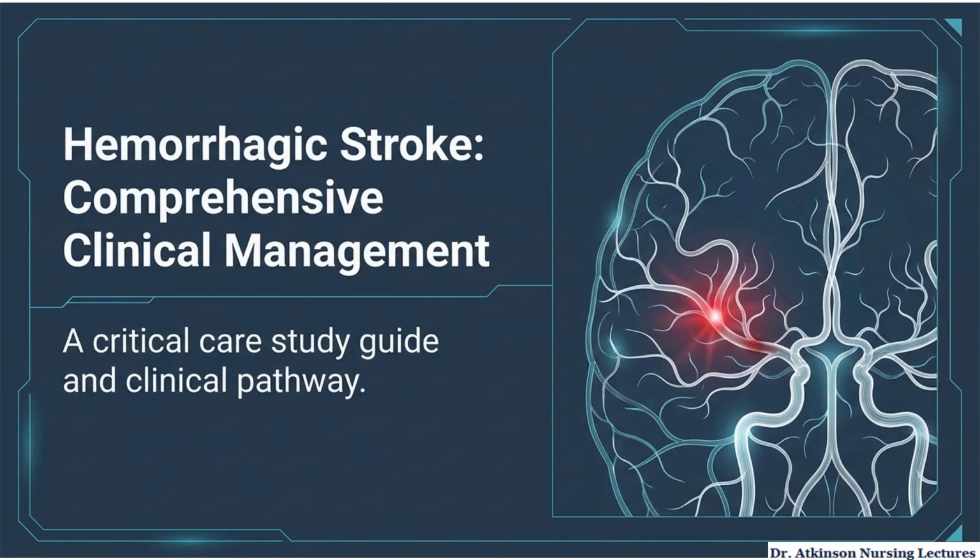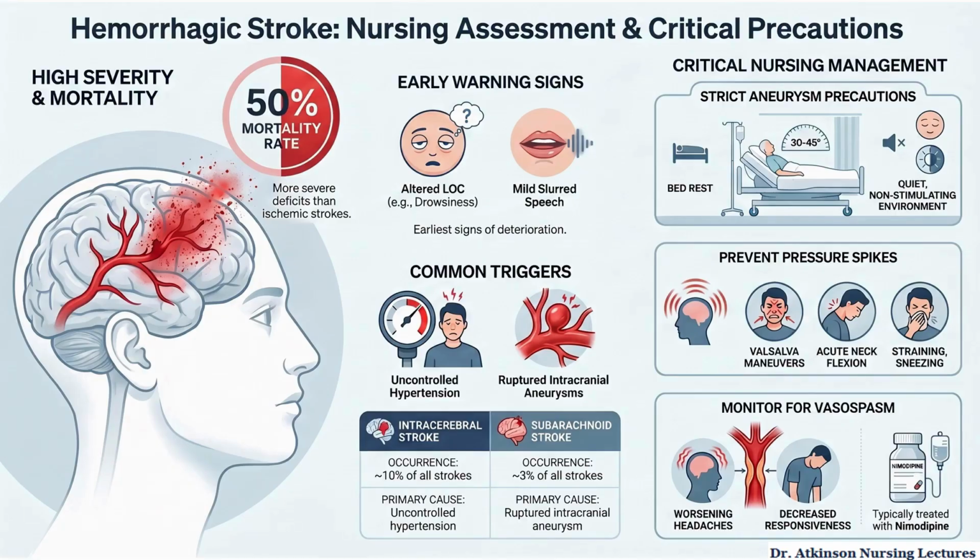All right, everybody. In this lecture, we're diving into hemorrhagic stroke management. This is a very different situation from ischemic stroke because now we're dealing with active bleeding inside the brain. That means pressure rises quickly, brain tissue gets compressed, and patients can deteriorate fast. We're going to walk through the major types of hemorrhagic stroke, what causes them, the critical warning signs nurses cannot miss, and the complications that make these patients so unstable in the ICU setting.